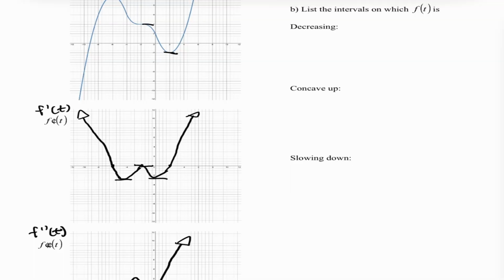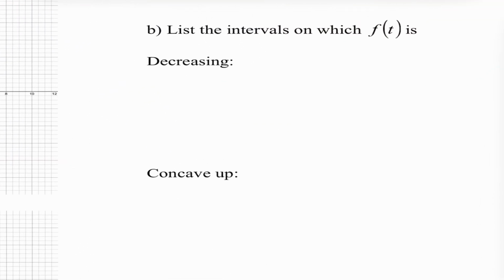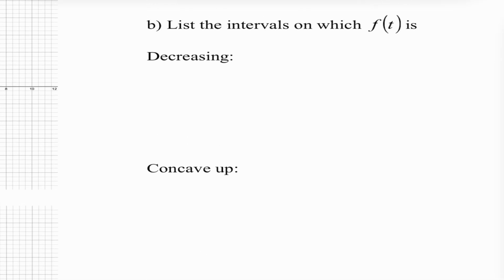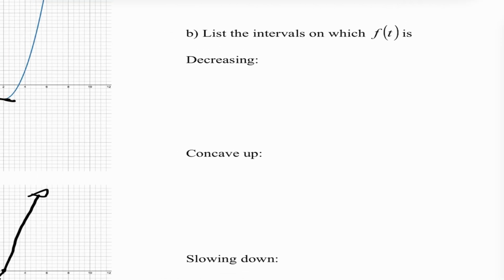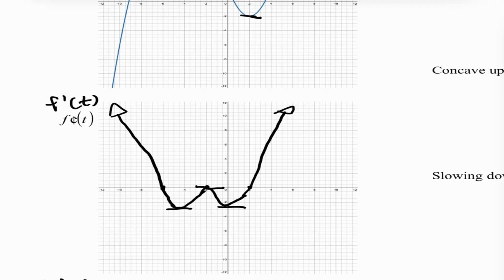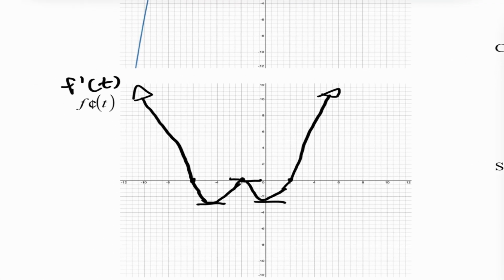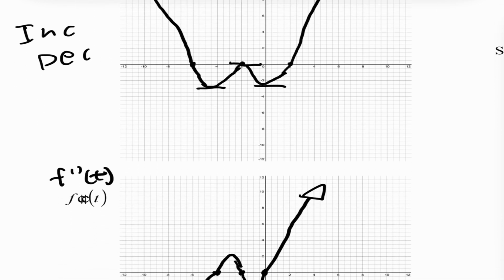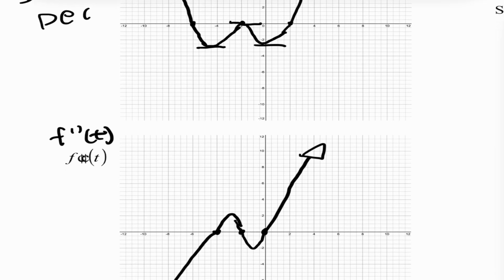Let's move on to part B of our question. List the intervals on which f(t) is decreasing, concave up, and slowing down. Before we get into this, let's note that when we're talking about increasing and decreasing, we will be looking at our f'(t) graph. And if we are talking about concave up or down, we will be looking at our f''(t) graph.